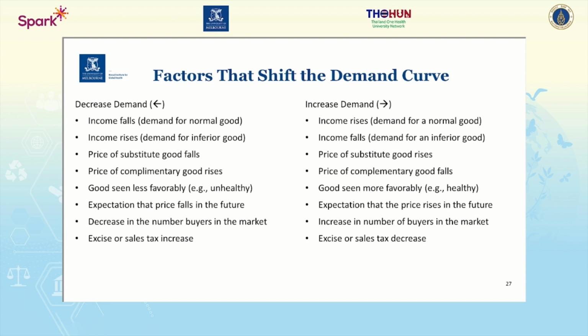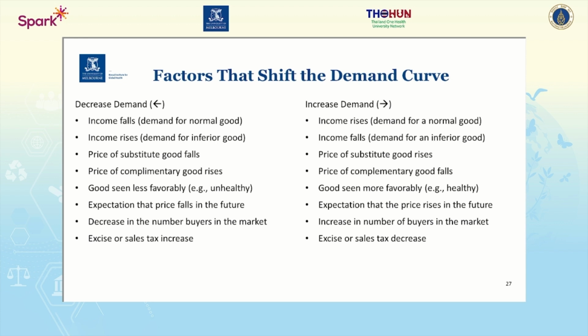And then opposite of the seller, there's an expectation that the price will fall in the future, right? So if you're waiting to buy something in the future because you think it'll be cheaper, then the demand will retract in the short term. And decreasing the number of buyers in the market. Also, excise or sales tax increase. So a tax on consumers. So for example, if you want to decrease smoking, you can add a tax on cigarettes to the consumers.